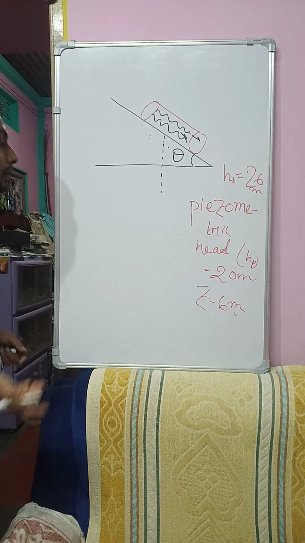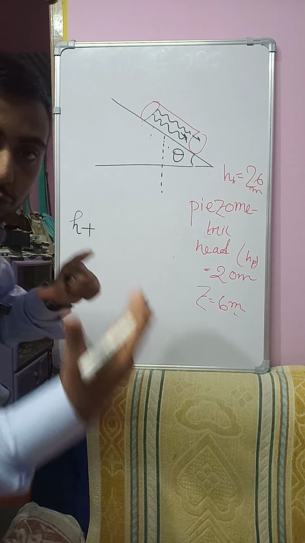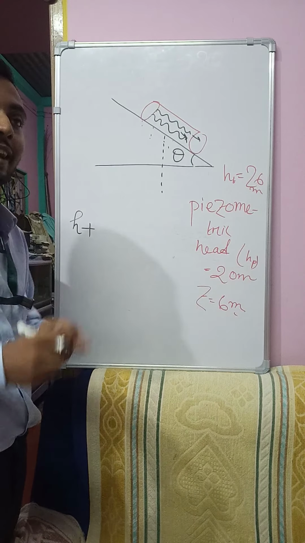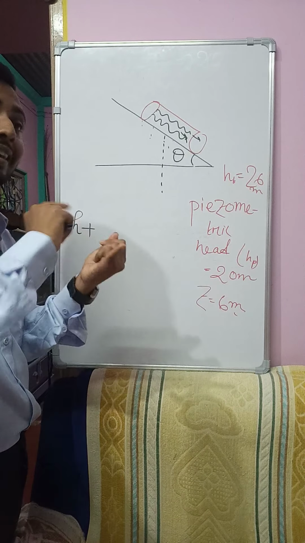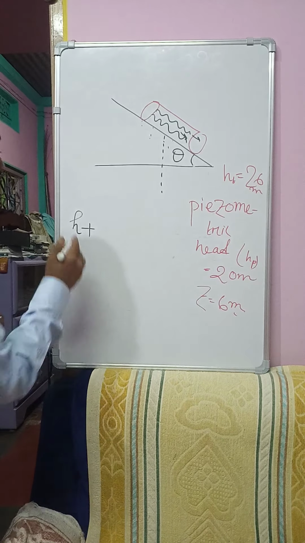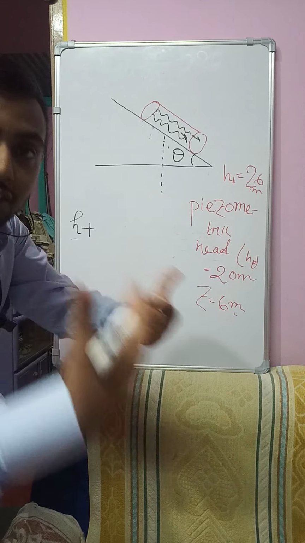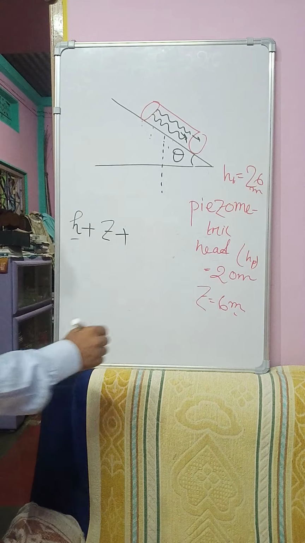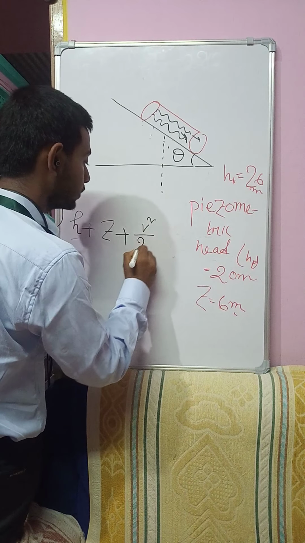So what I am writing? I am writing H. H means pressure head. The total energy I am dividing into three terms, three parts. First one is my pressure head, second one is my datum head or elevation head, and third one is my velocity head. So this is my pressure head H, plus second will be my datum head or elevation head, that is Z, plus velocity head. What is the formula of velocity head? V square by 2g.